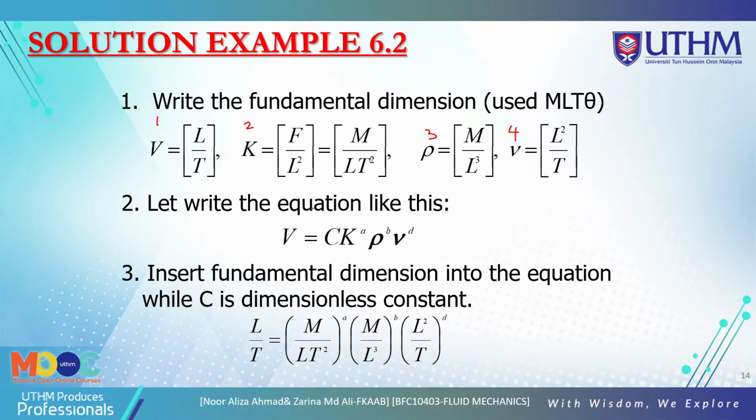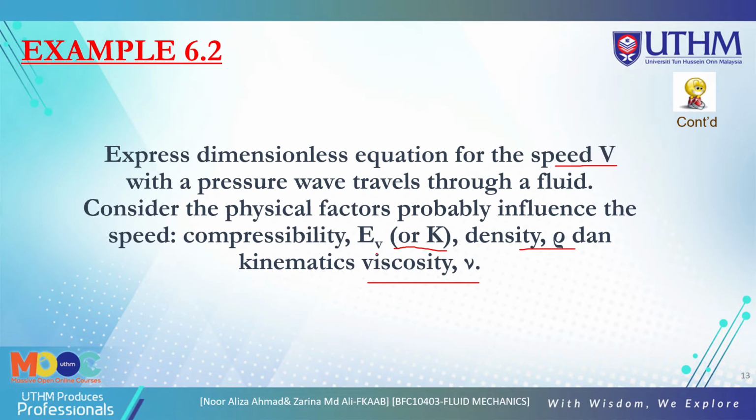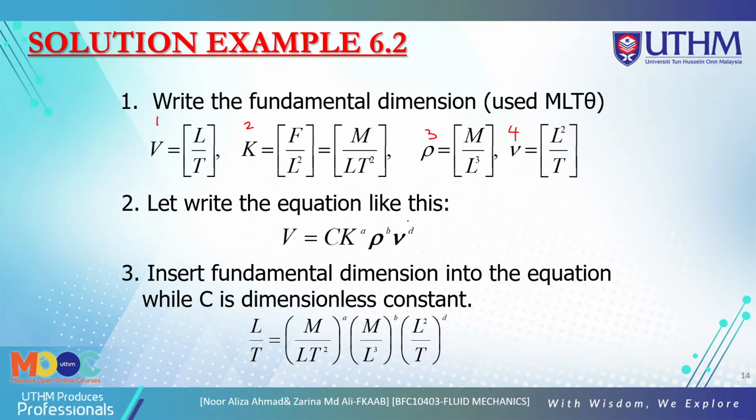So we write the equation like this: V, the speed, is equal to C, the constant, the dimensional constant, times K, the compressibility, the density, and the viscosity. We just put the powers here: the power of K, B, and D, so A, B, and D. You can use whatever symbols you like, or maybe M, N, O and so on. In this case I use A, B, and D.